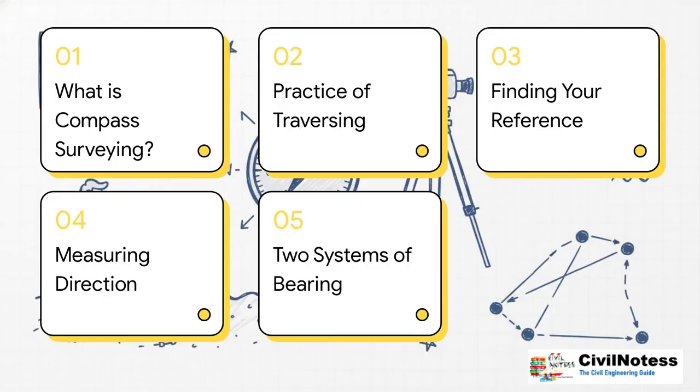So here's the game plan. We're going to build this up piece by piece. First, we'll get into the why of it all. Why was compass surveying such a huge deal compared to what came before? Then we'll jump into the how, the nitty-gritty of traversing. After that, we need a starting point, right? So we'll talk about meridians. Then we'll learn how to actually describe direction using bearings. And to wrap it all up, we'll master the two main systems you'll use to write everything down. Sound good? Let's dive in.